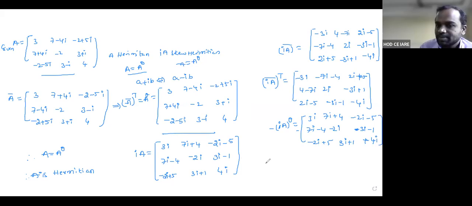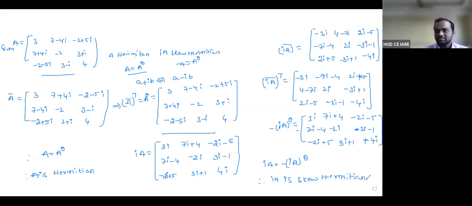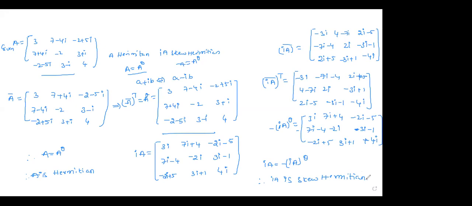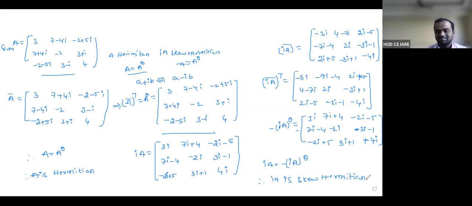ఇవి రెండు ఈక్వలా. iA is equal to minus iA whole power of theta. So therefore iA is skew Hermitian. Skew Hermitian ana? Hello? Yes, sir. Clear? Sir.